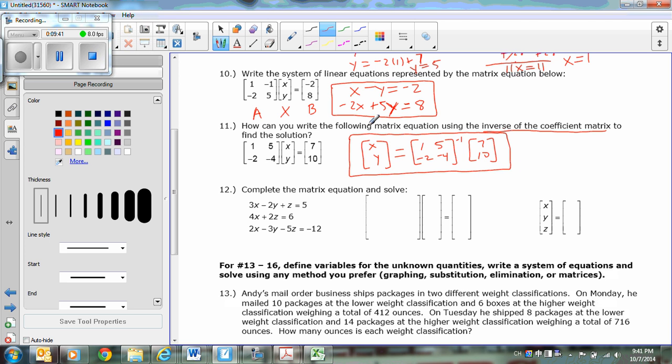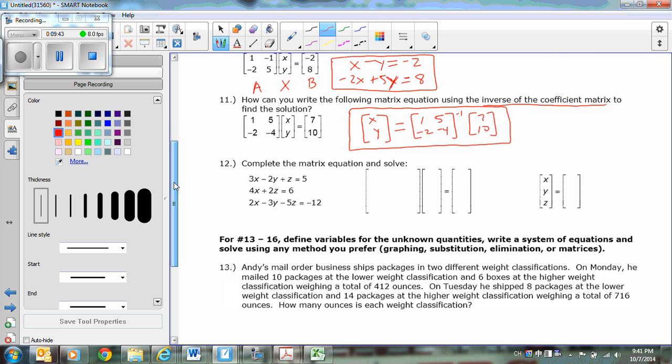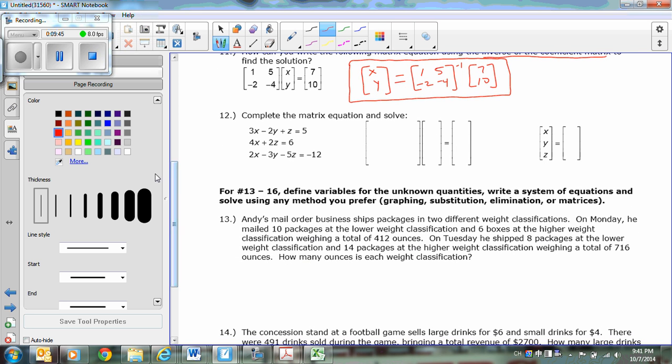All right, and then number 12 says, complete the matrix equation and solve. So this big matrix is going to be our coefficient matrix A. We're going to multiply that by the variable matrix and set it equal to the constant matrix.